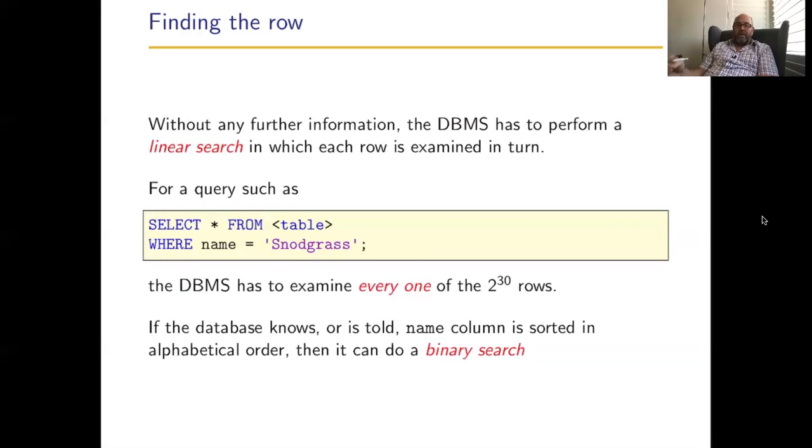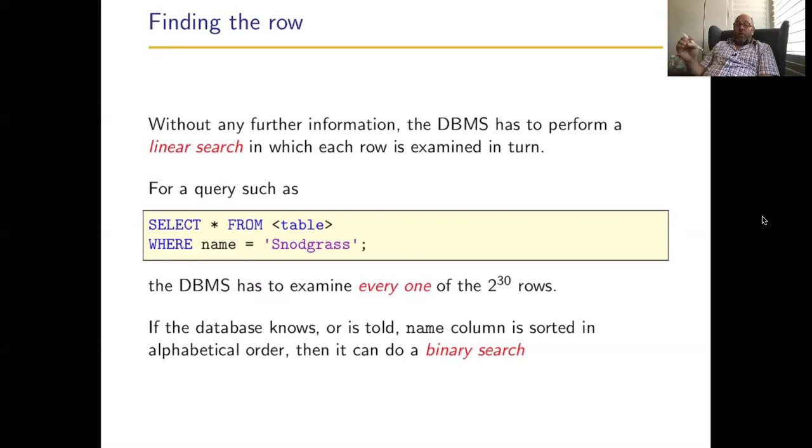And so on. That means that a query like select everything where the name is Snodgrass will require the database management system to examine every one of the rows. All billion of the rows will have to be examined just to find the one row that is Snodgrass, or perhaps there are several rows that are Snodgrasses, or maybe Snodgrass isn't there at all, in which case it will just look through the whole database and not find anything.